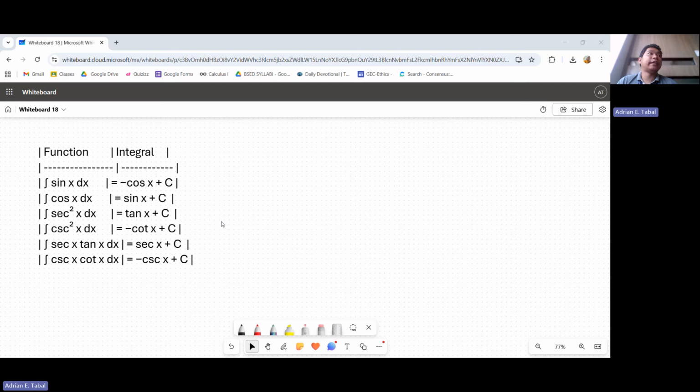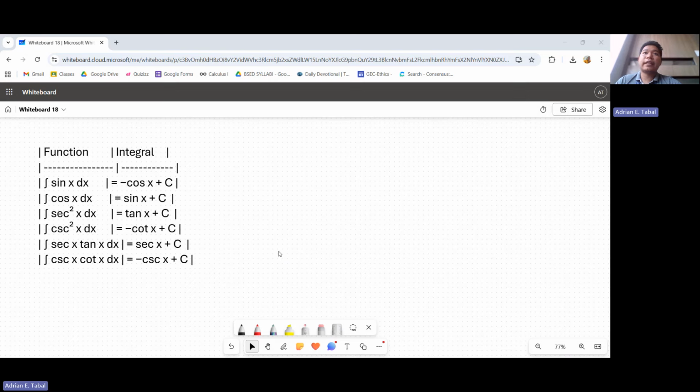the derivatives of trigonometric functions. We all know that the derivative of sine x is cos x, the derivative of cos x is negative sine x, the derivative of tan x is secant squared x, the derivative of cotangent x is negative cosecant squared x, the derivative of secant x is secant x tan x, and the derivative of cosecant x is negative cosecant x cot x. So to find the integral, we reverse this derivative.